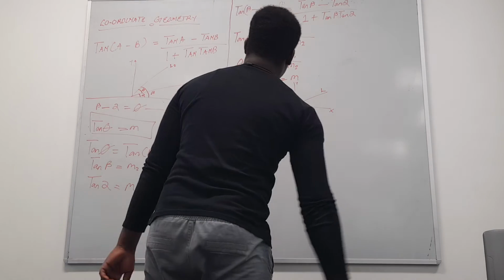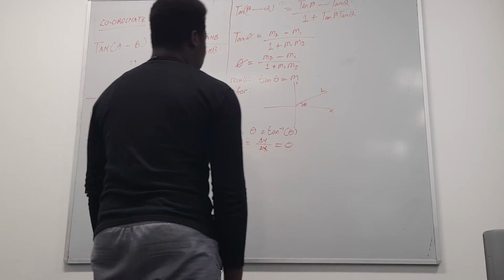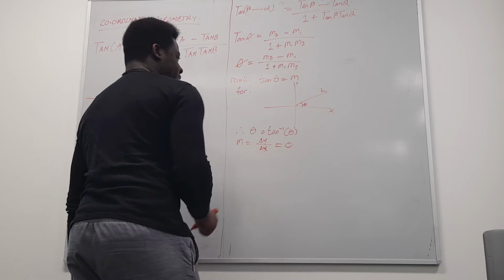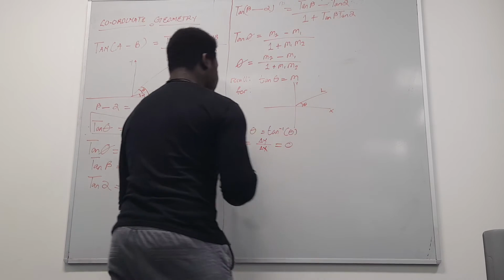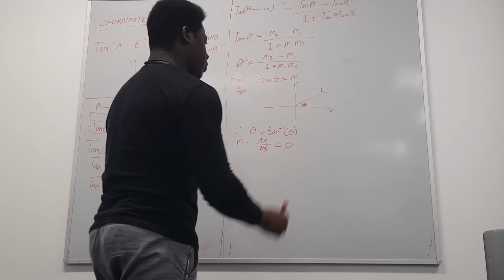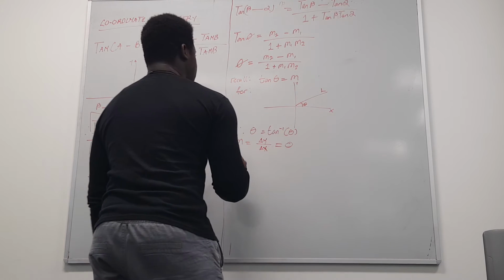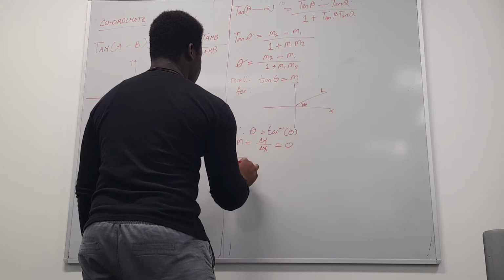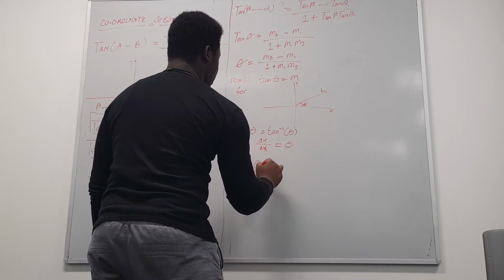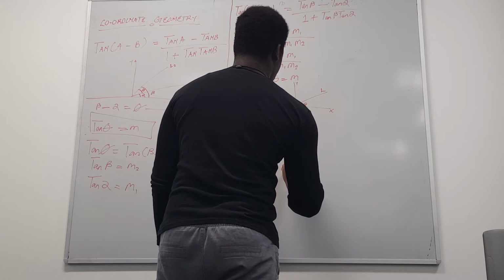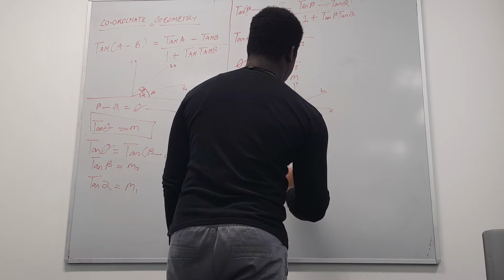So if I say that, let's say this is, let the x-axis be line 1, so we know that tan phi is equal to m2 minus m1.